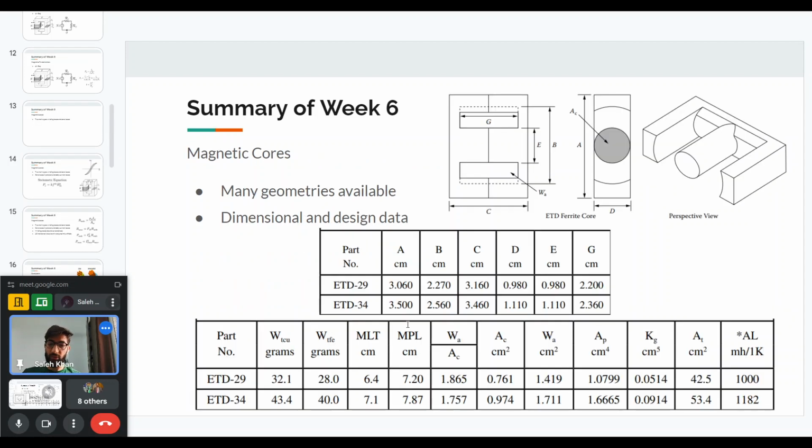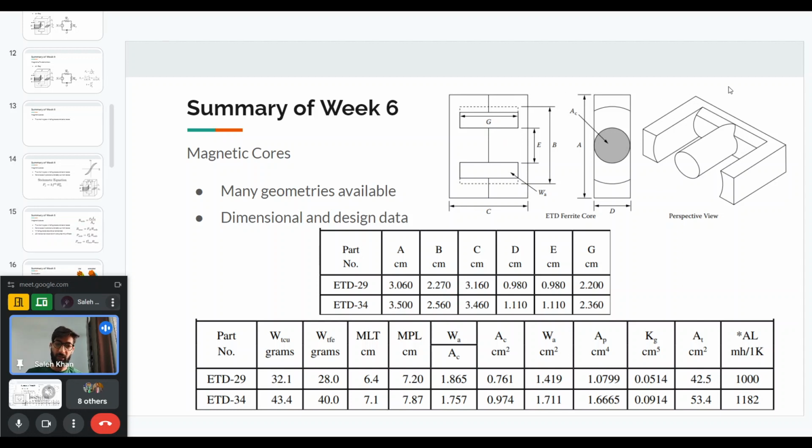Now, for magnetic cores, there are many geometries available. Some were shown earlier, like toroidal cores, E cores, U cores, ETD, and pot cores, and they have their own positives and negatives. Depending on the application, you have to see which kind of core is suitable. Once you select a core, you will be given two kinds of data. One is the dimensional data.